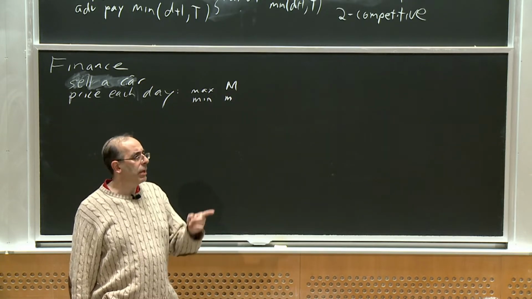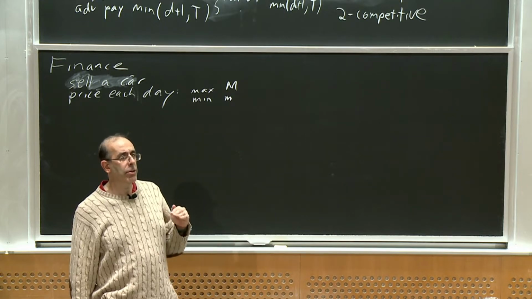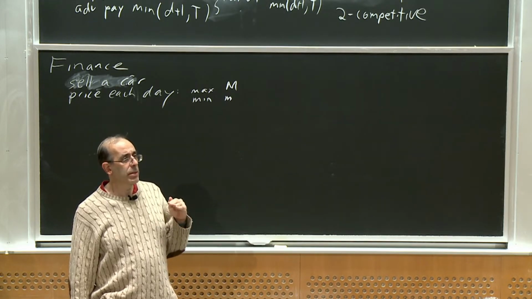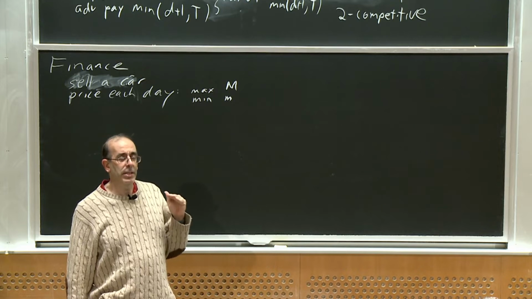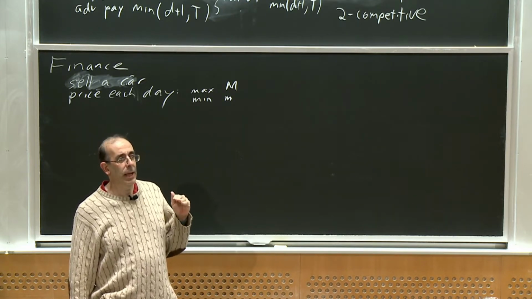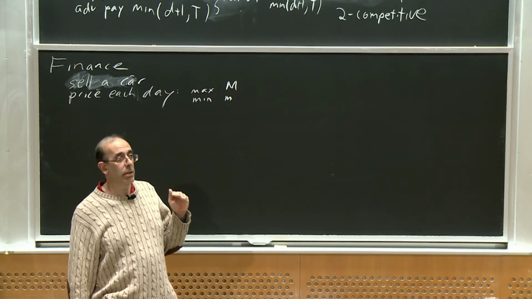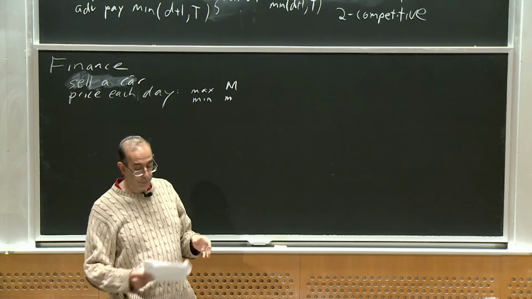Yeah, any other thought? Yeah? I think in general you just need to fix a price. Okay, so a natural set of algorithms is sort of a reserve price, right? If I see a price above P, then I will sell at the stated price. And I'll just wait until I see a price above P. Okay?